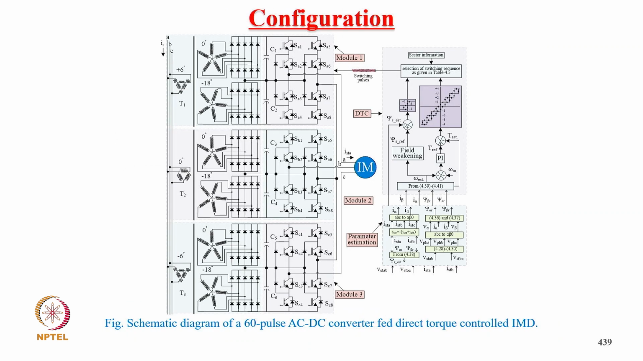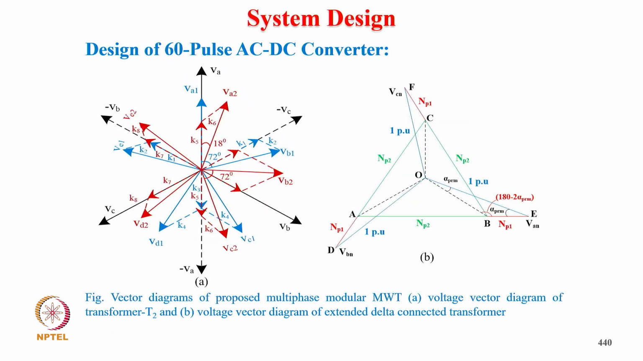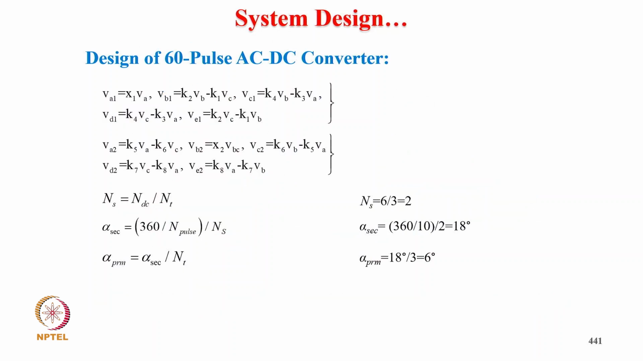And this is another configuration of 60 pulse AC/DC converter for direct torque control induction motor drive. This is the typical design of 60 pulse AC/DC converter with the phasor. The vector diagram: proposed multi-phase modular multi-winding transformer voltage vector diagram of transformer T2 and vector diagram of fractional delta connected transformer. So the design of 6 pulse converter.